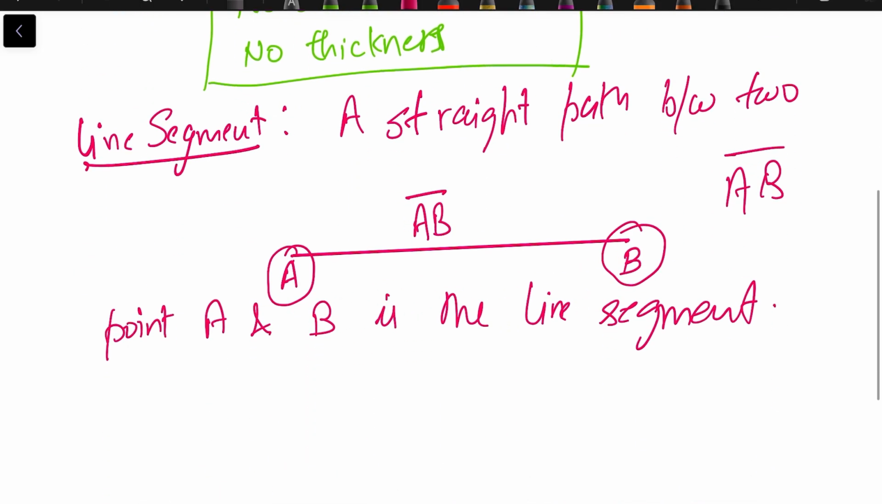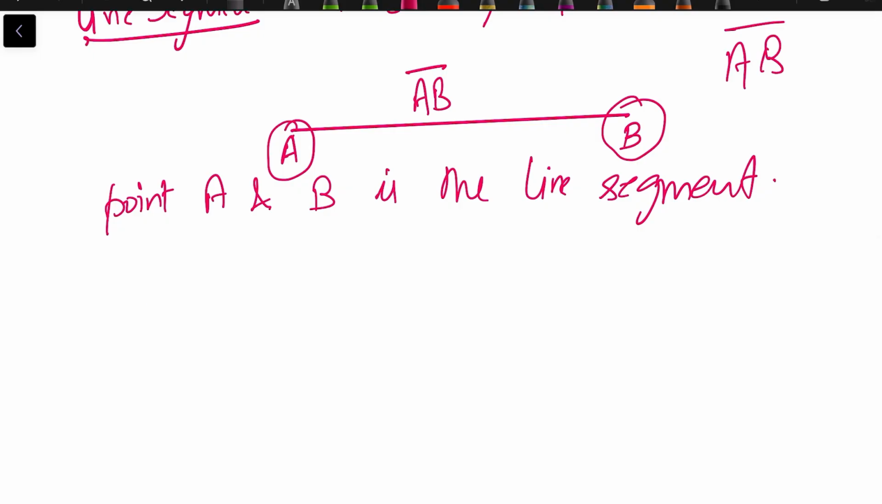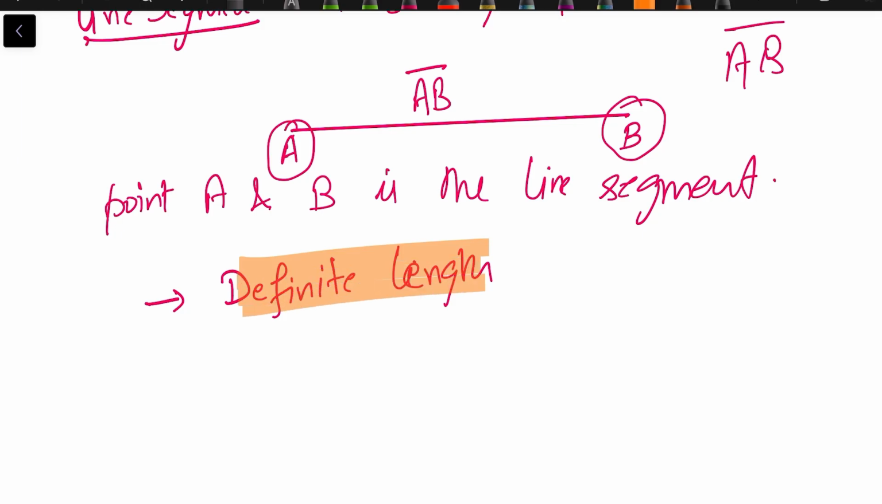So what are the points about the line segment? The first point about the line segment is that it has a defined or definite length. Okay, got it? We have a definite length for a line segment.